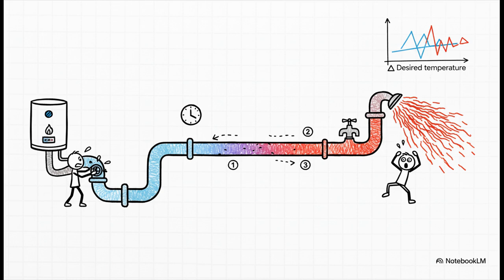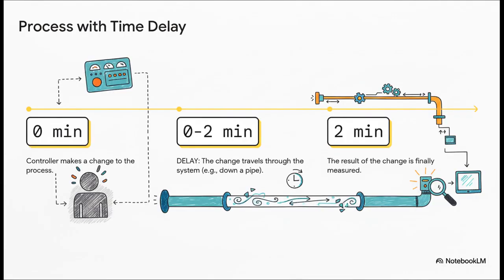This is a massive issue in places like chemical plants, where stuff has to travel down these super long pipes. And here's what that looks like in action. At time zero, the controller does something. It opens the valve. Then, there's this frustrating delay where nothing seems to be happening. Finally, maybe 2 minutes later, the result shows up.